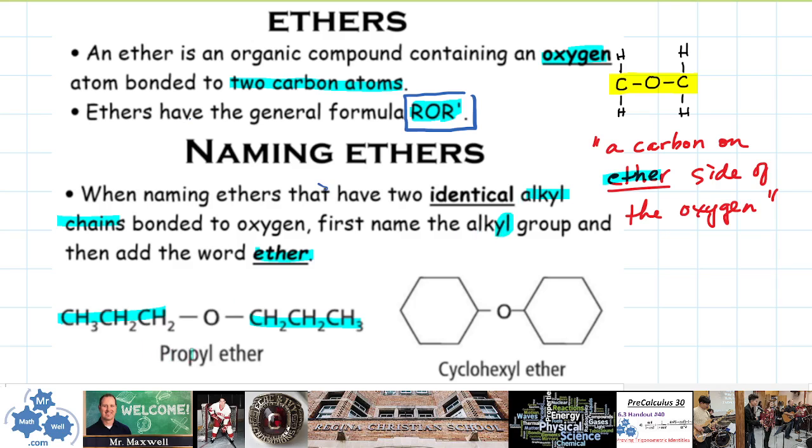So instead of saying propane ether, you're considering these chains as functional groups. So it's propyl ether. Why is it propyl? Well, meth, eth, prop. Meth, eth, prop, bute. One would be meth, two would be eth, three is prop. So this is propyl ether because it's the same on both sides.